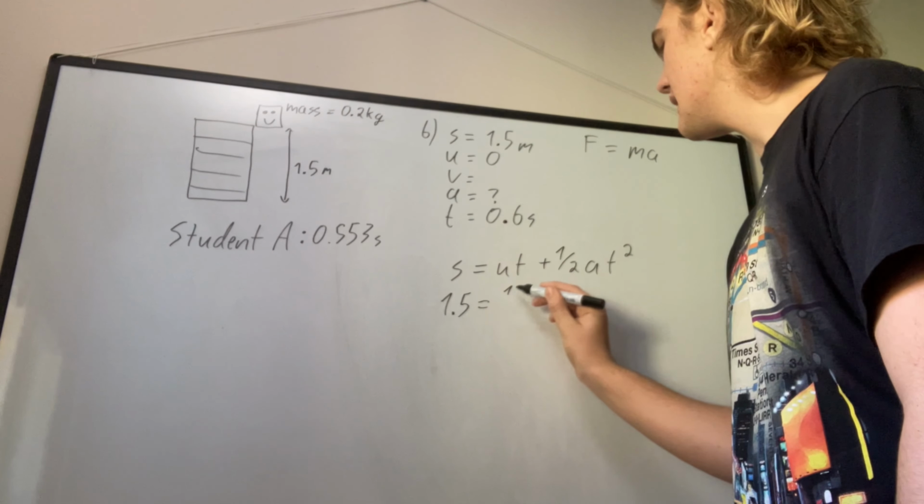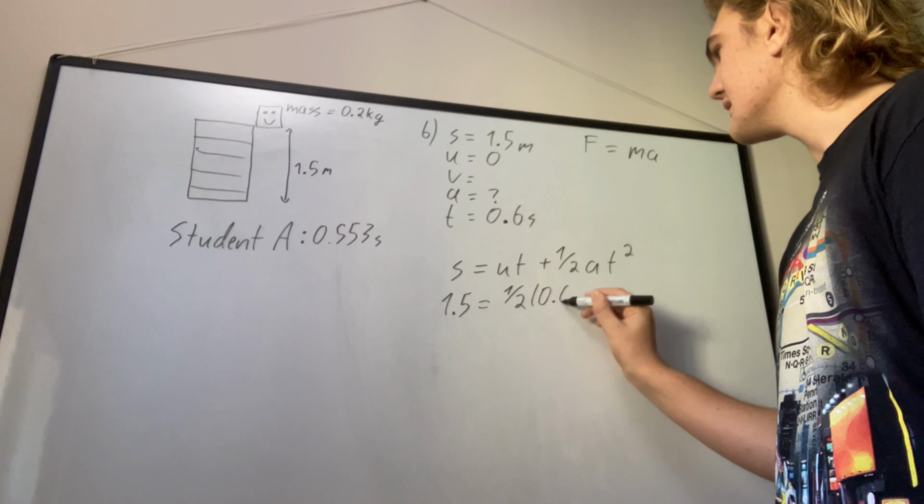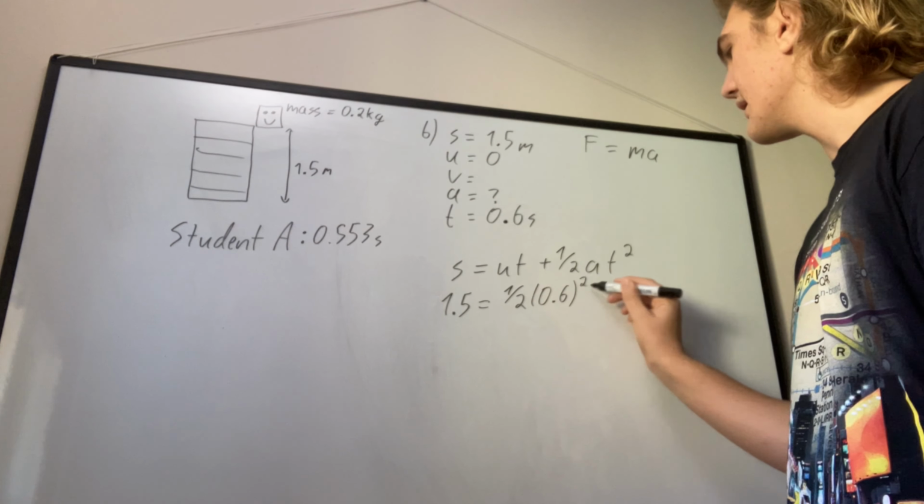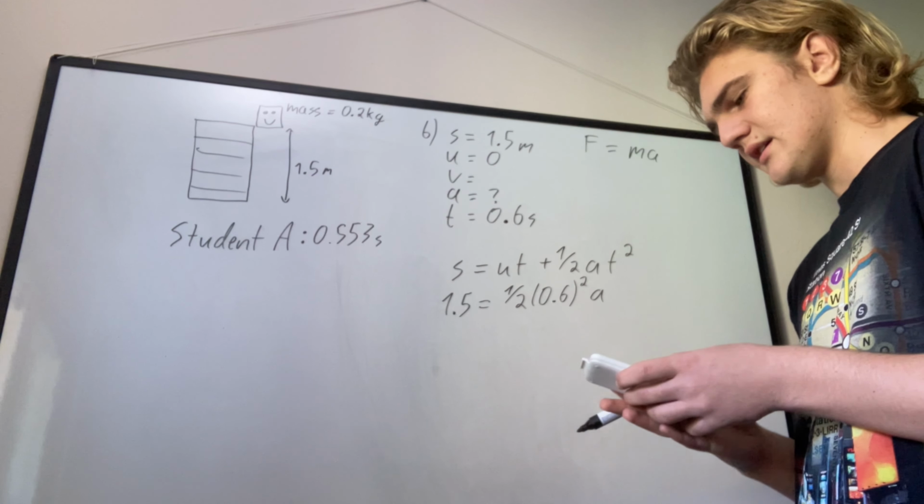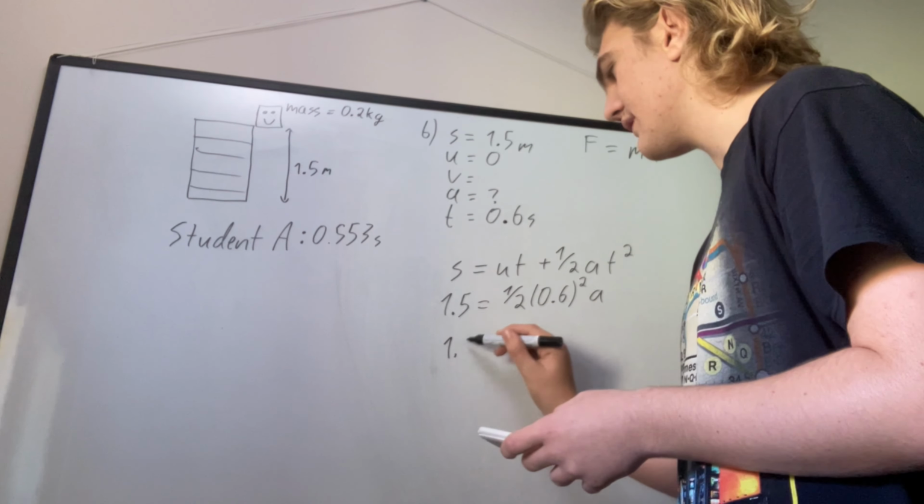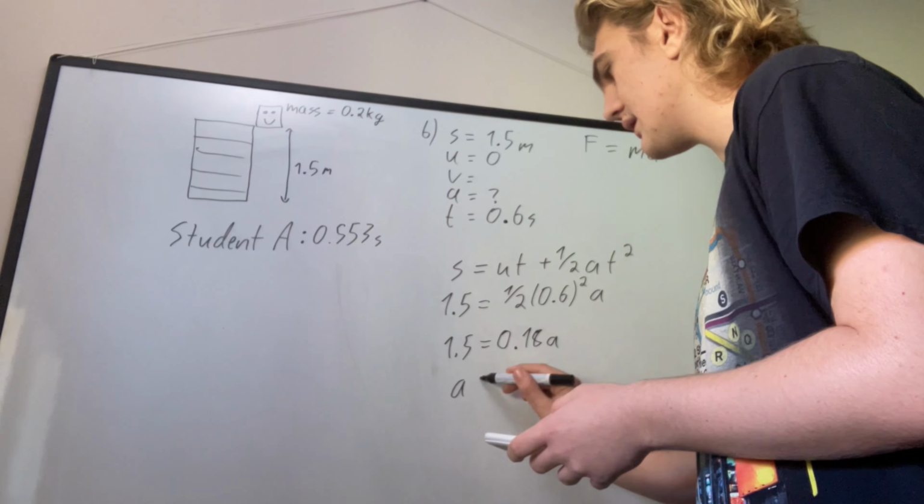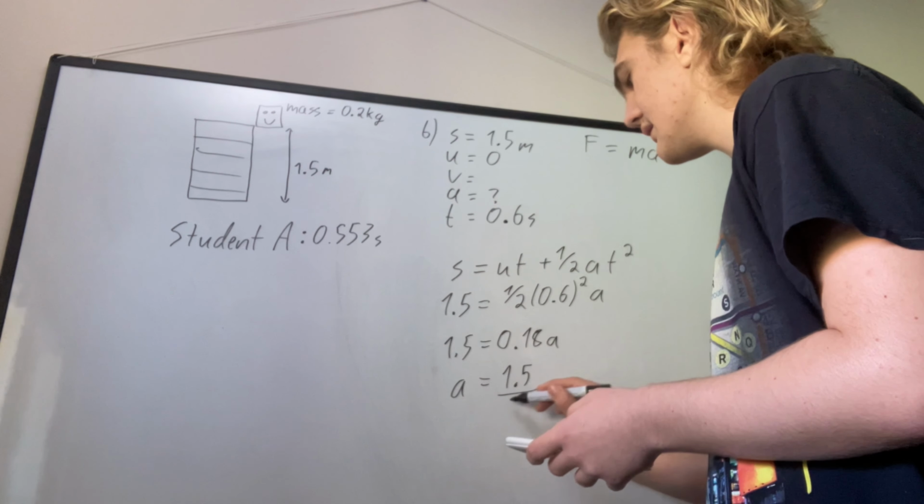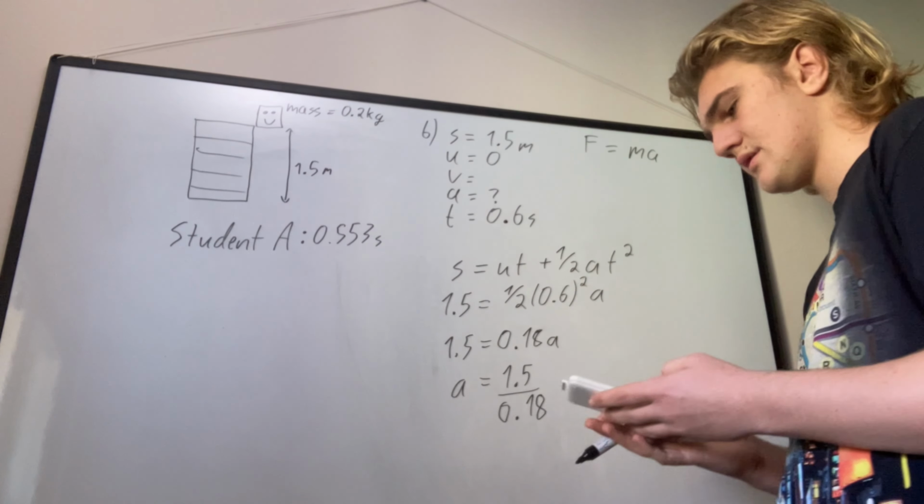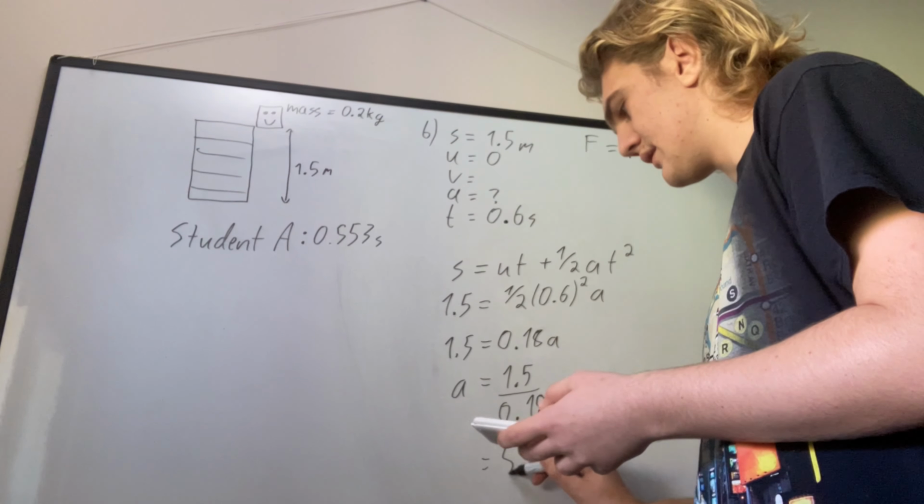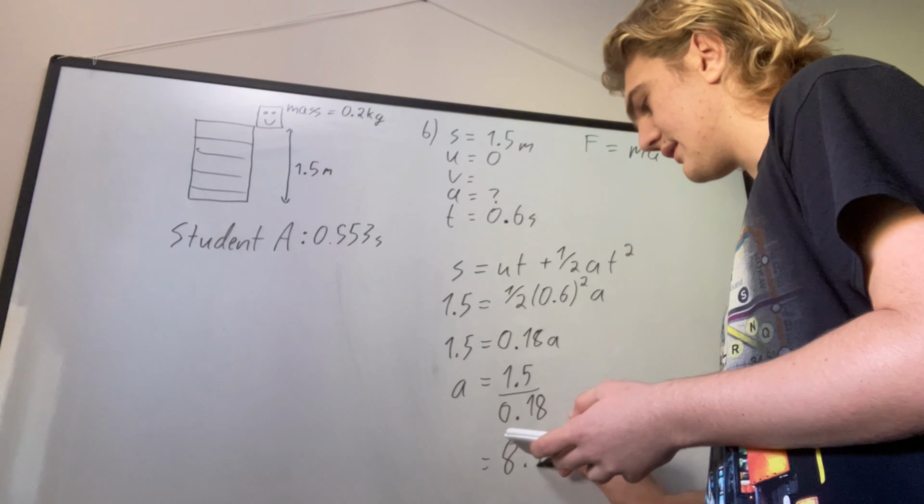1.5 equals a half of 0.6 squared times whatever the acceleration is. So the acceleration would be 0.6 squared divided by 2. 0.6 squared divided by 2 is 0.18. So 1.5 is equal to 0.18 A. A equals 1.5 divided by 0.18. And you get an answer of about 8.33 meters per second to the minus 2, to 3 significant figures.